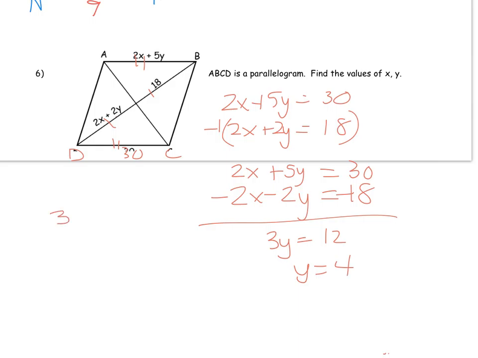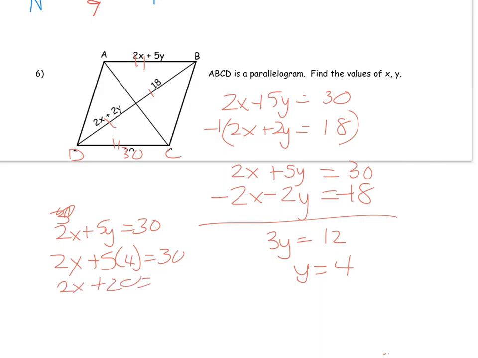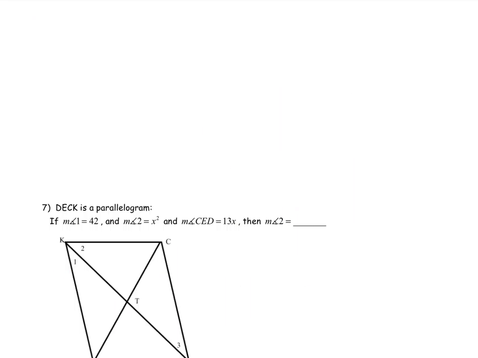Go ahead and substitute in for either of the equations. I'm going to do 2x plus 5y equals 30. So that's 2x plus 5 times 4 equals 30. And 2x equals 10. X equals 5. So you can see that these problems aren't so bad at all. Just knowing how to do substitution is the only problem.